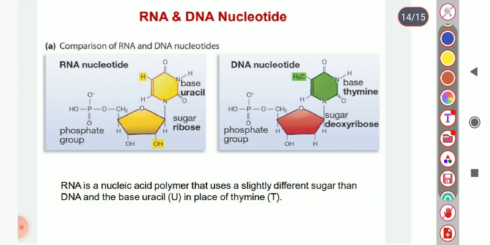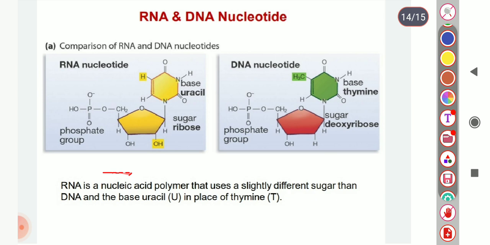How is DNA different from RNA? You can see the structure of DNA and RNA. RNA molecules contain uracil, whereas DNA molecules usually contain thymine. You can see the structure of the thymine base in DNA and the uracil base in RNA. First of all, DNA usually occurs inside the nucleus of the cell, whereas RNA occurs mostly in the cytoplasm. DNA is the genetic material, but RNA is not, except in certain viruses like reoviruses.